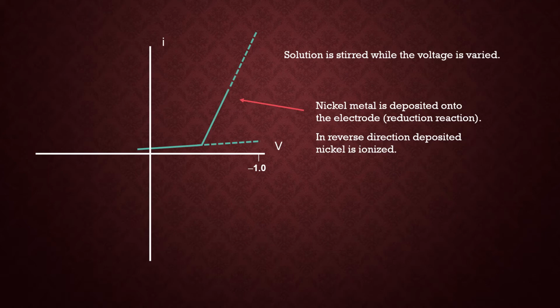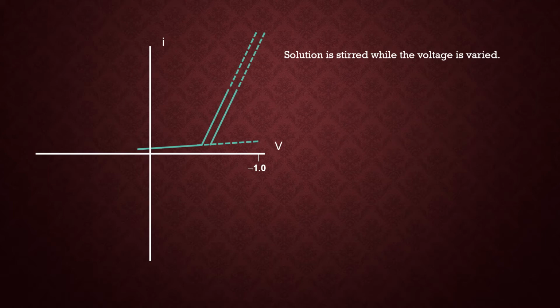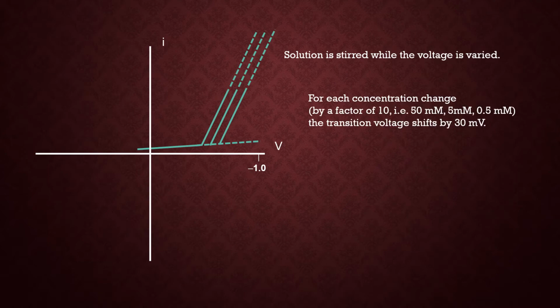And regardless of direction, as long as the solution is stirred, we would see the current go up and down following the same path. If we now change the concentration, we would wind up seeing that the discontinuity moves. It changes with potential. And if we change the concentration by factors of 10, namely 50 millivolts, 5 millivolts, 0.5 millivolts, we would see that the transition voltage shifts by 30 millivolts with each factor of 10.